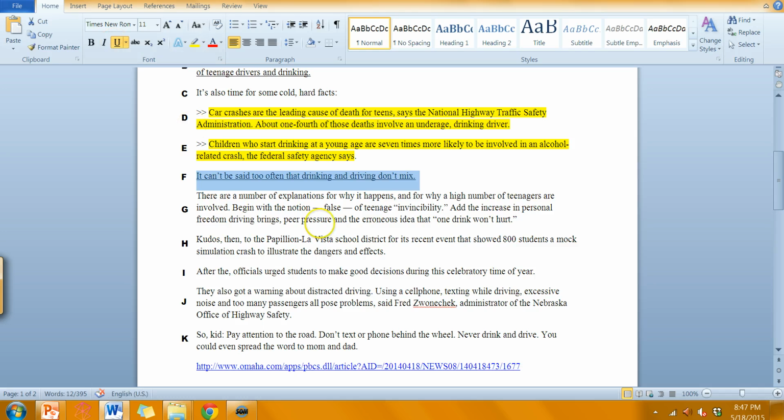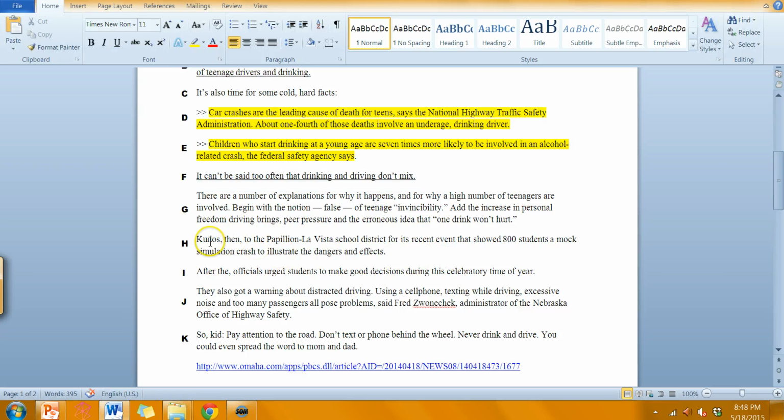Okay? Next up, we have a number of explanations for why it happens. And then we have the notion that teenage invincibility is false. And then we have all these other factors that play in. In paragraph G here, I oftentimes have students want to label things as claims. And I would argue that paragraph G is primarily commentary, where the author is really kind of explaining why he's thinking what he's thinking, not so much setting forth new claims.